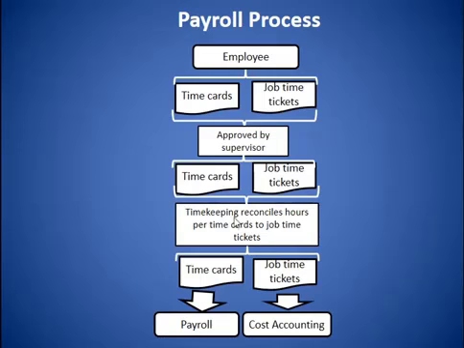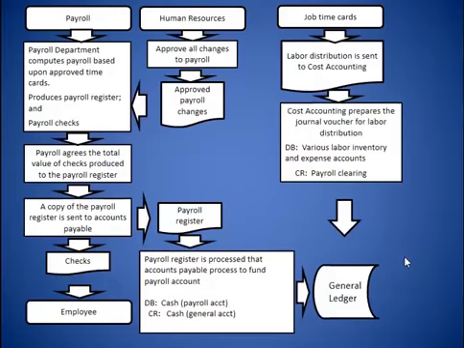and those items then are sent on to a timekeeping department who is going to reconcile the hours per the time cards to the job time tickets to make sure that the hours that are charged to various jobs and projects are also accounted for as part of the time card. So everything agrees. The time cards then and the job tickets are sent in different paths. The time cards are sent to payroll, and the job time tickets are sent on to cost accounting.